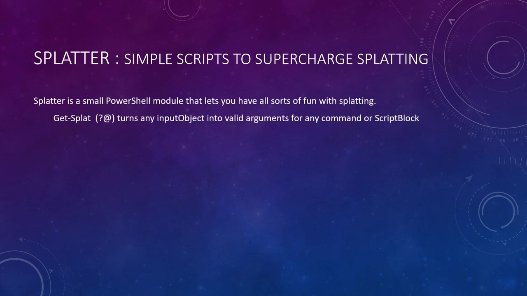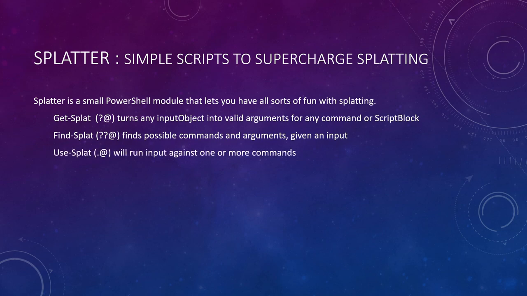Get-Splat, which is aliased to question-at, turns any input object into valid arguments for any command or script block. So I can just throw stuff at the wall and see if it works. Find-Splat, question-at, will find possible commands and arguments given an input. So I can basically say, hey, I've got a little bit of data, what could possibly work with this data? Use-Splat will run that input against one or more commands, and that's dot-splat. And particularly interesting is Use-Splat-Stream, which will actually pipe to multiple commands, so you can have a split pipeline going to n number of commands at a given step.